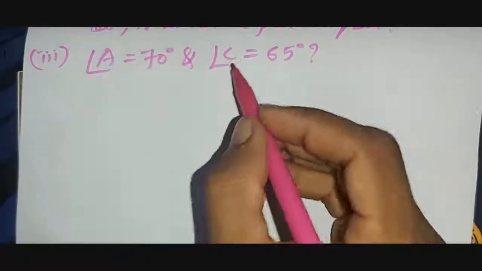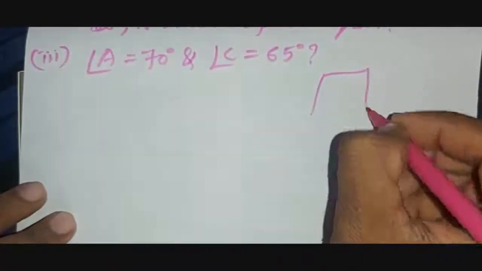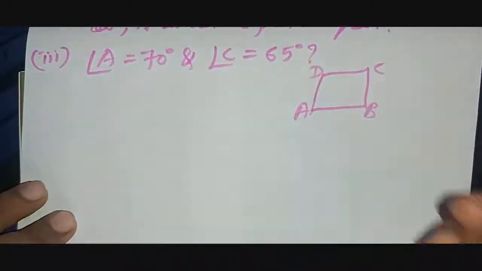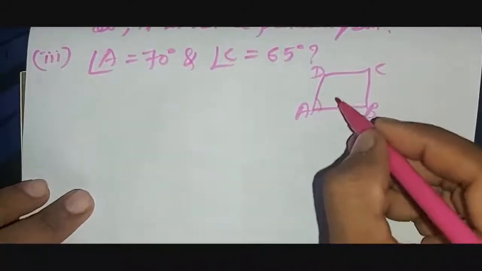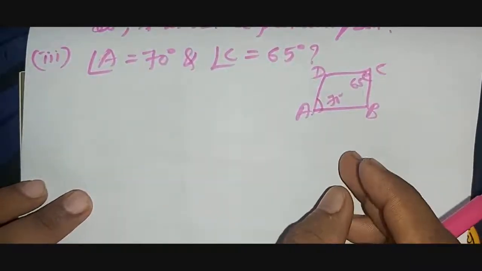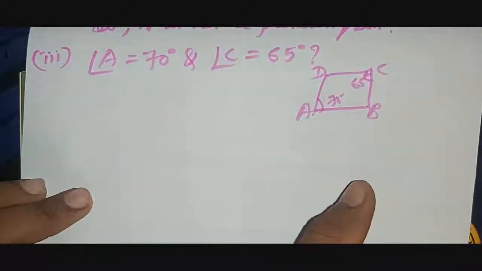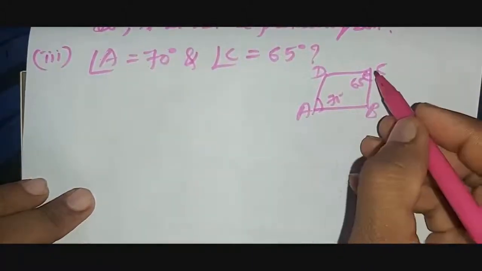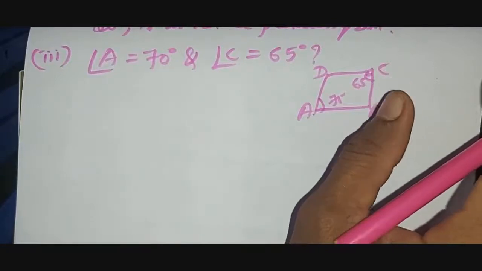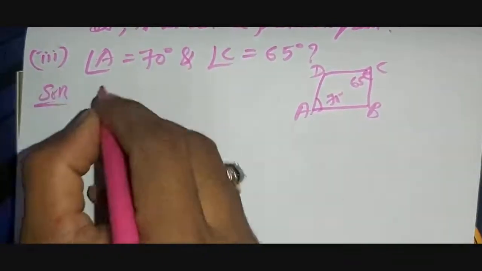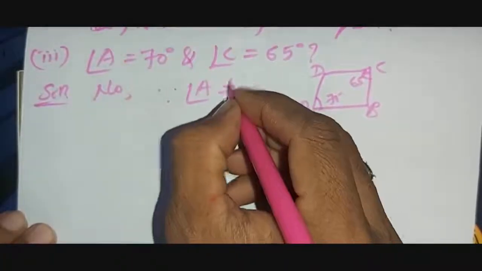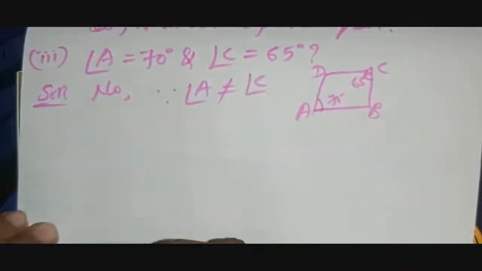Here we have the third question. Angle A is 70 degrees, angle C is 65 degrees. So I will draw a parallelogram ABCD. Here angle A is 70, angle C is 65 degrees. But in a parallelogram, opposite angles are equal to each other, right? So here angle A is not equal to angle C. Therefore the right answer is no, because angle A is not equal to angle C.